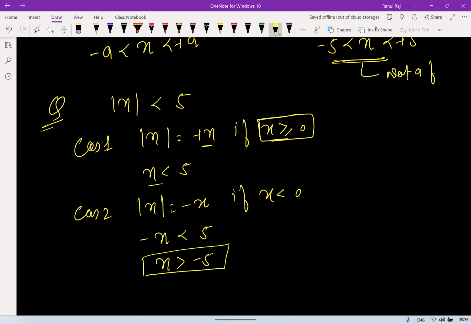How did you get negative x on this side? Because mod x is equal to negative x if x is less than 0. So you remove the mod, and I have to have a logic for why I have put x here and why I have put negative x over here. Now, negative x is less than 5 means x is greater than -5.